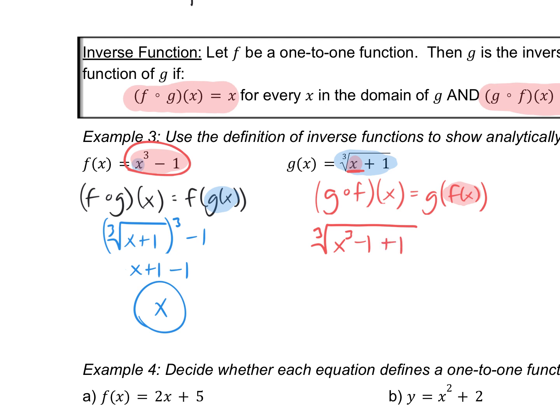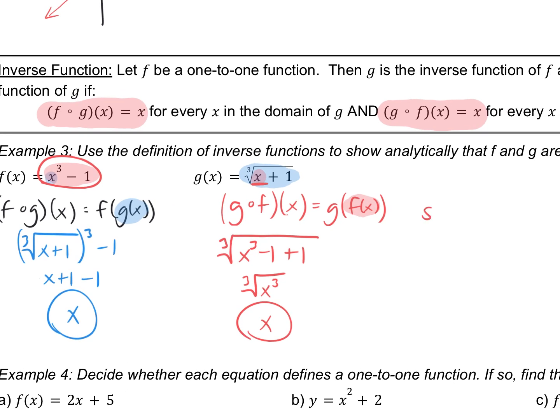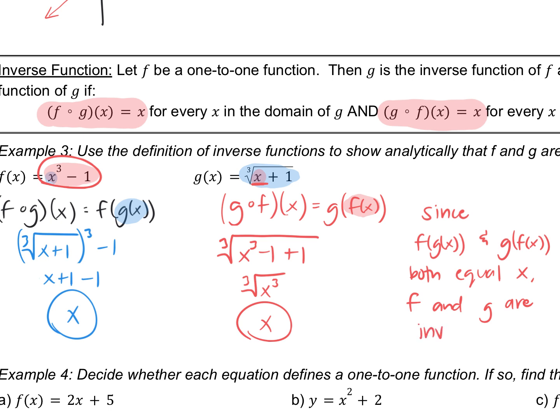And then I can simplify that. Negative 1 plus 1, that gives me just 0. So the cube root of x cubed is equal to x. Okay? So therefore, we can say since f of g of x and g of f of x both equal x, f and g are inverses of each other.